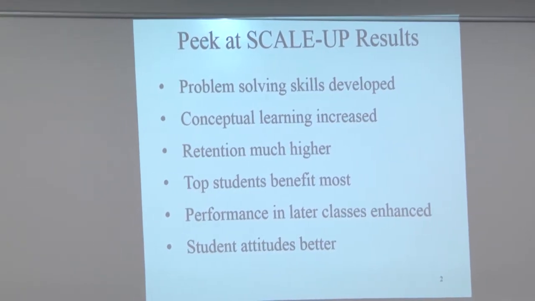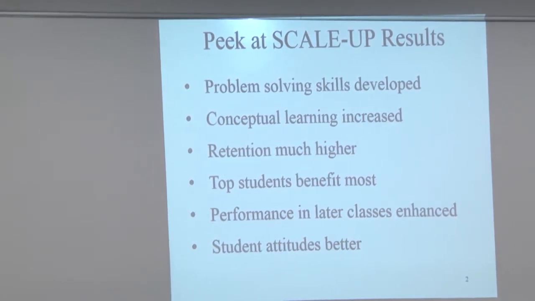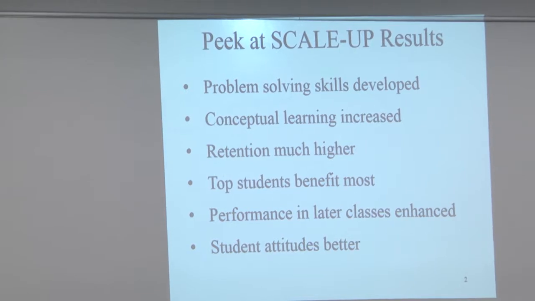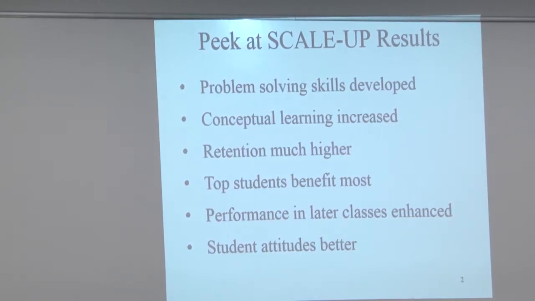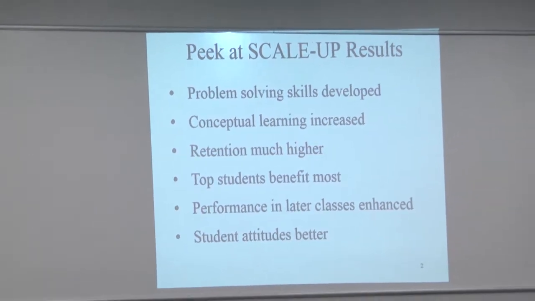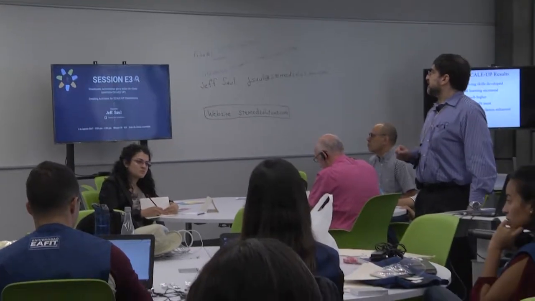At NC State, for overall retention rate, the failure rate, well, how do I put this? If you look at the ratio of students who fail in a regular class divided by the number of students who fail in a scale-up class, the regular class failure rate is 2.5 times higher over 6 years. And for women and minority students, it's on the order of 4 to 5 times higher.